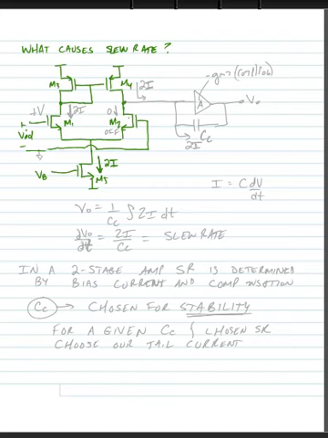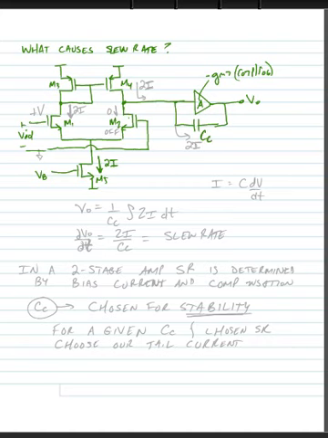Now I'm just going to represent the second stage as a basic gain stage. This is just a gain stage with a gain of A, and the gain is equal to gm7 times RO7 in parallel with RO6, as we found before. And we put a capacitor from the output to the input, our compensation capacitor, which is CC.